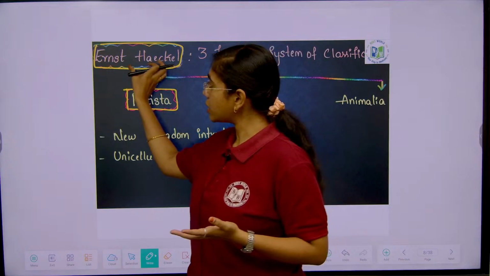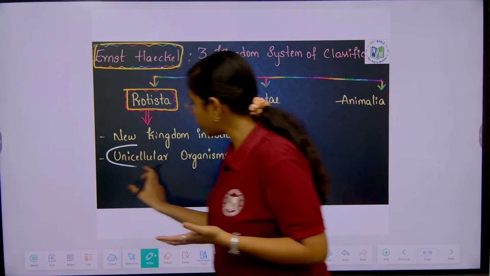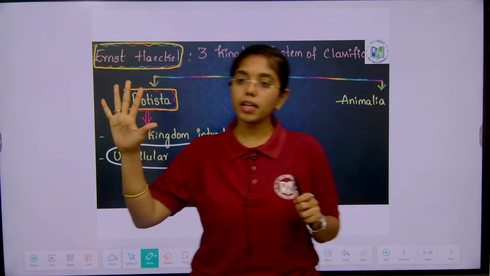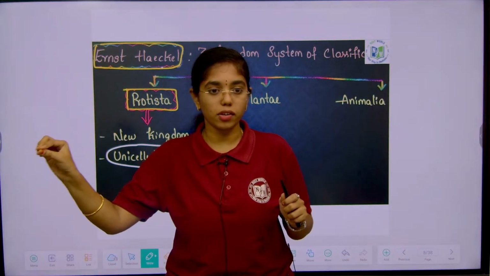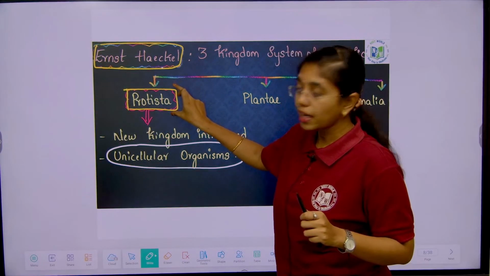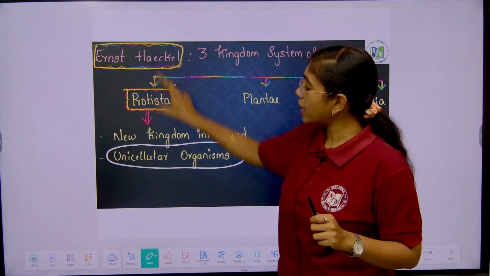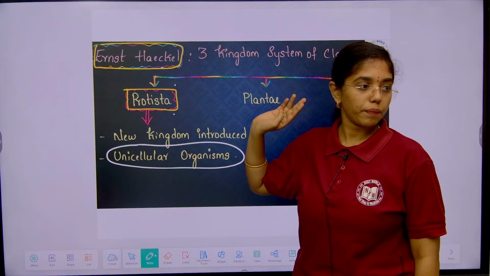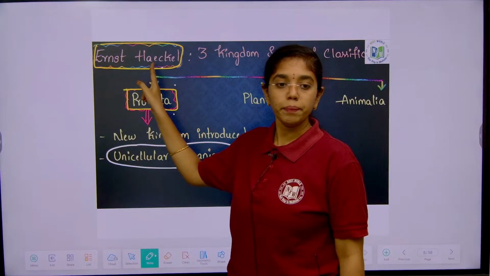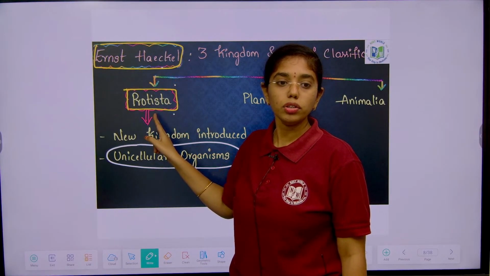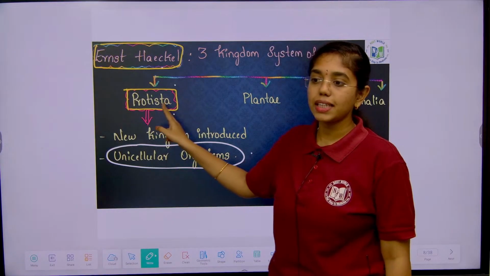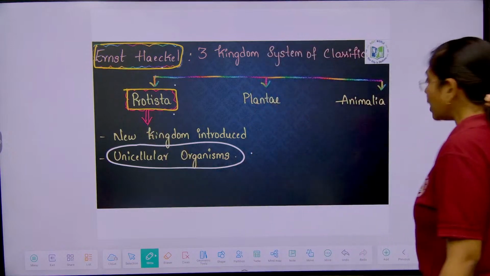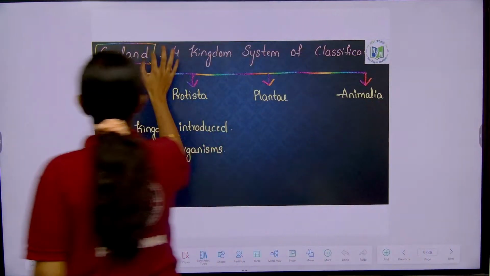But here Ernst Haeckel placed all the unicellular organisms, be it prokaryotic or eukaryotic. In the five kingdom you will see only unicellular eukaryotes. But in the three kingdom, when the kingdom Protista was introduced, Ernst Haeckel placed all the unicellular organisms into it. So, who proposed the three kingdom? Ernst Haeckel. What is the new kingdom introduced? Protista. What are the organisms placed under this kingdom? Unicellular organisms. Right?